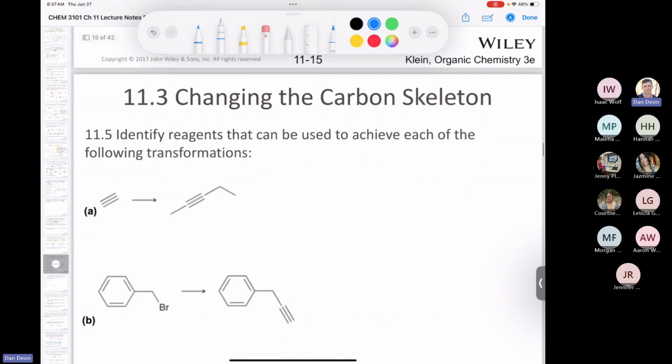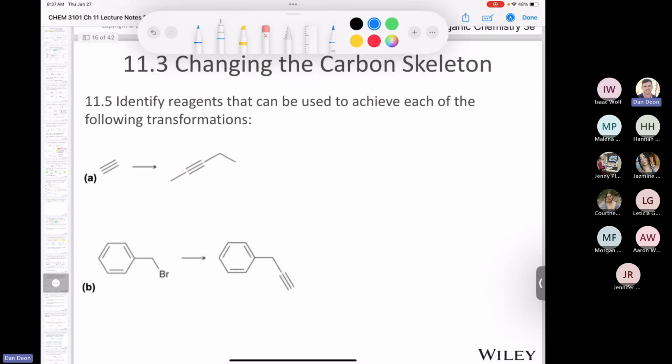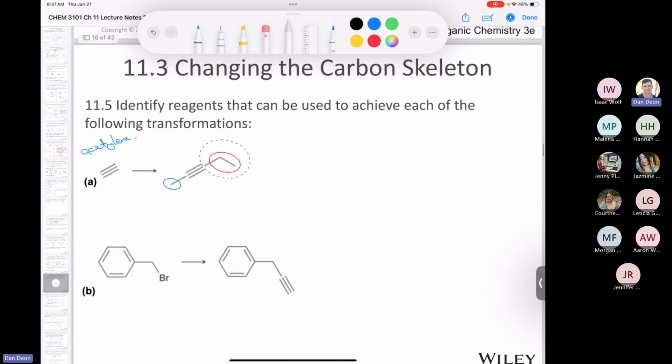That's all we have. And so let's say we wanted to do this first transformation. We're taking the simplest possible alkyne, which is called acetylene, and then we want to add a methyl group on one side and an ethyl group on the other. Can anybody tell me, does it matter which one of these groups I add first? If I add the methyl group first or the ethyl group first?